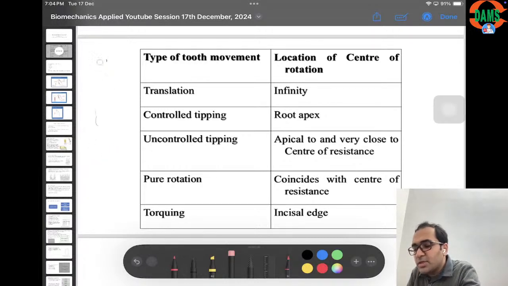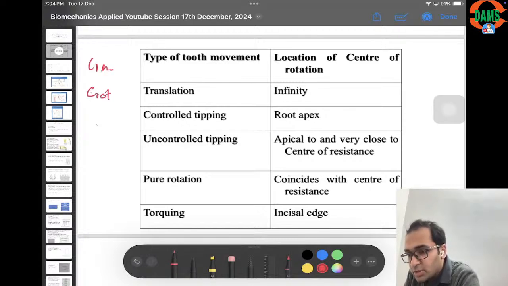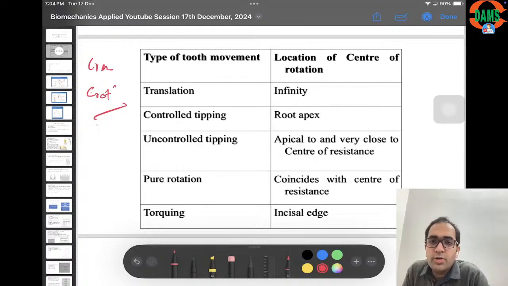So as we discussed last time, the definition of center of resistance, center of rotation and all. So today we'll be discussing its application. Before beginning, a quick revision. Last time we studied the location, type of tooth movement and the variation in the location of center of rotation. So for translation, it is at infinity.